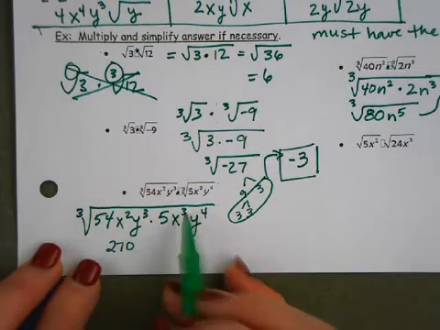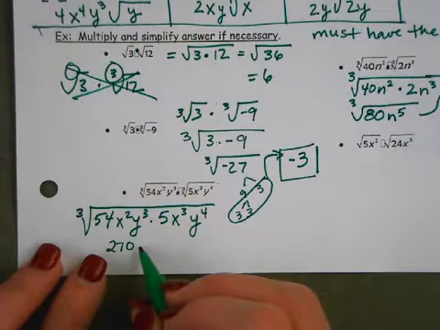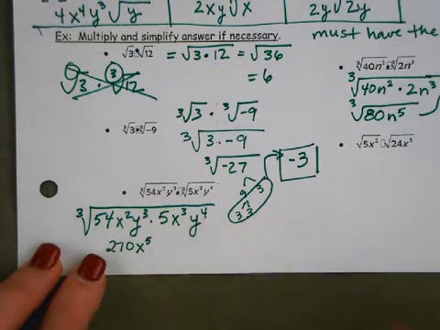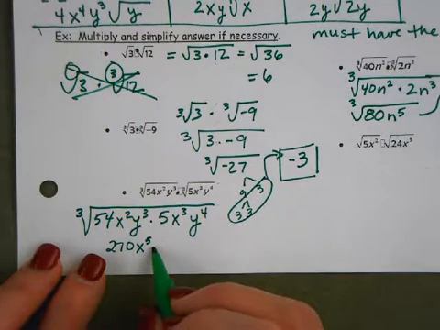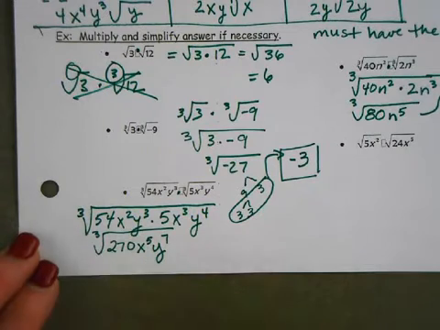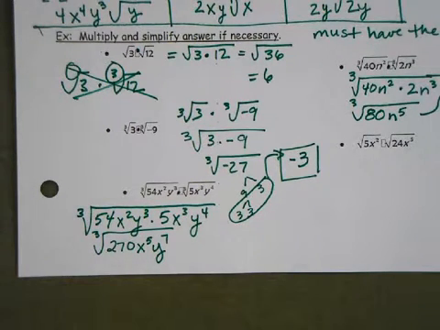I have x squared times x cubed. How many x's is that? 5. X to the 5th. I have y cubed times y to the 4th. How many y's are that? 7. Okay, and that's all underneath the cube root. Okay?